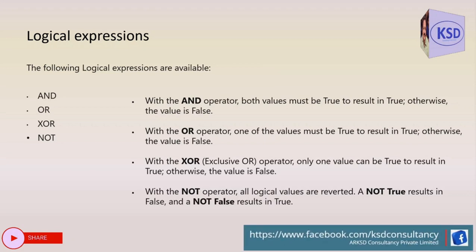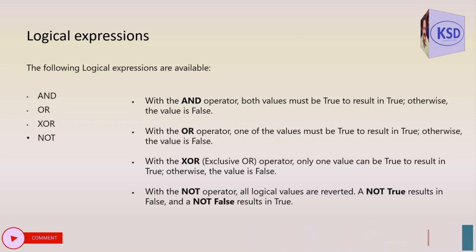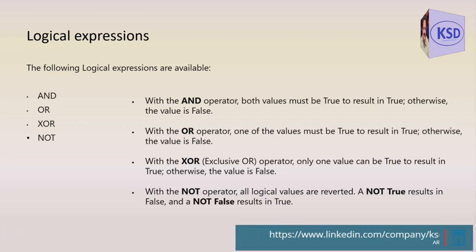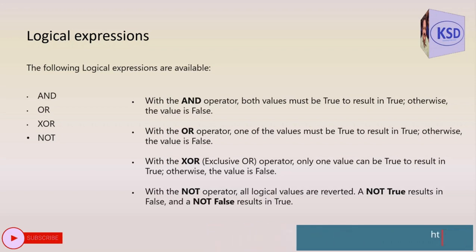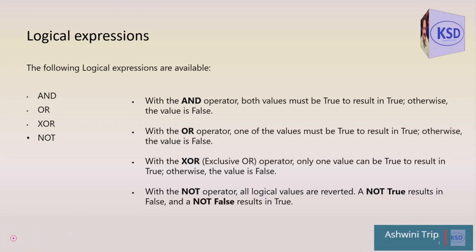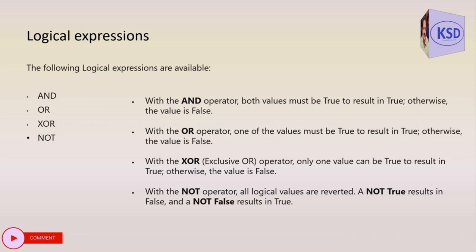Similarly, OR. Either of the values must be true. Meaning either A is true or B is true, and your result will be true. One of the values must be true, like true false, false true, true true. Only false and false will give you false. So if one of the values is true, the result is true.